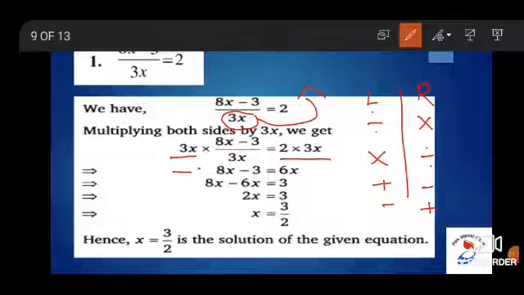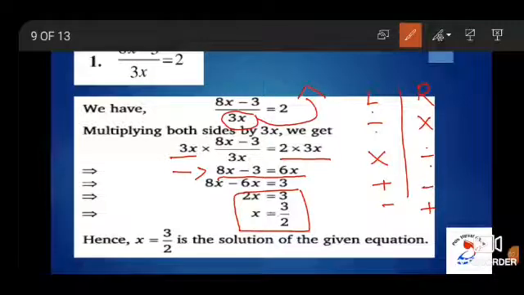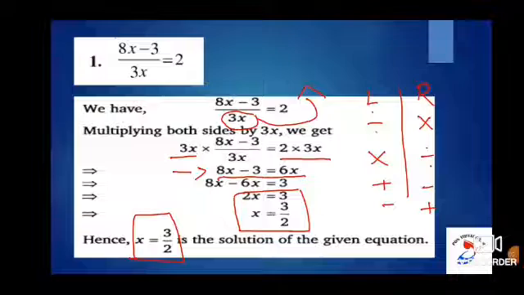In the next step, the result will be 8x minus 3 is equal to 6x. Bringing this 6x to the other side, it is 8x minus 6x is equal to 3. So now 2x is equal to 3. The value for x is 3 by 2. Hence, the solution for this problem is x is equal to 3 by 2. We completed the first problem of exercise 2.6.